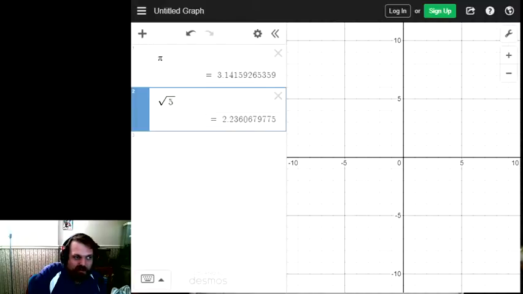Well, if these were closer in value, we would look at the ones place, and then the tenths, and then the hundredths, and the thousandths, and 10,000ths, and so on. So we compare those values until we find ones that are different, and then see which one's bigger or smaller, depending on if we're trying to figure out which is greater or lesser. But in this case, we know that 3 is bigger than 2, so therefore pi is going to be greater than square root of 5.